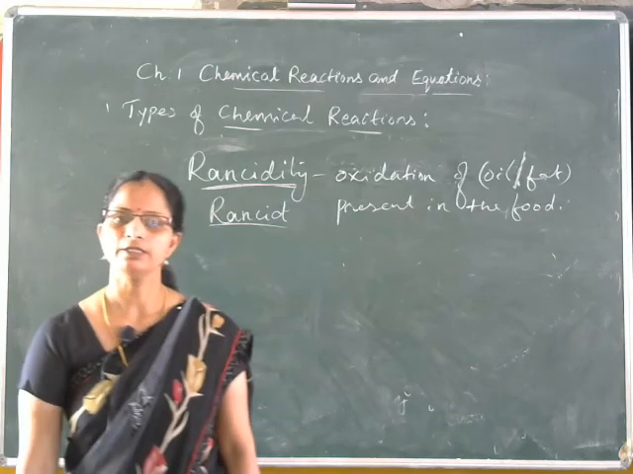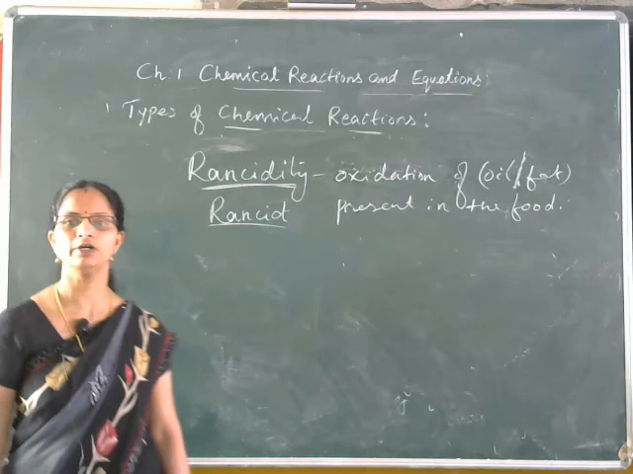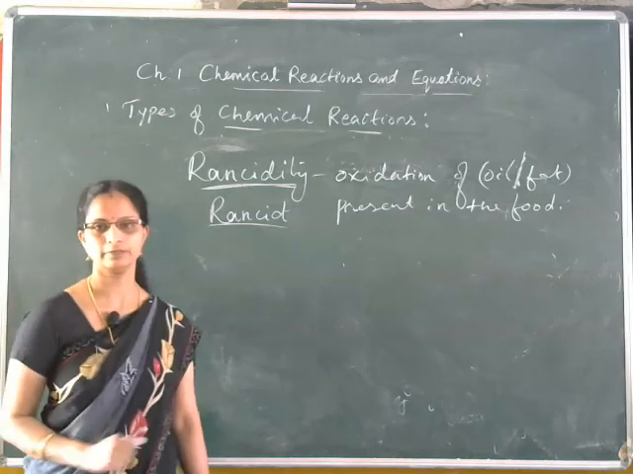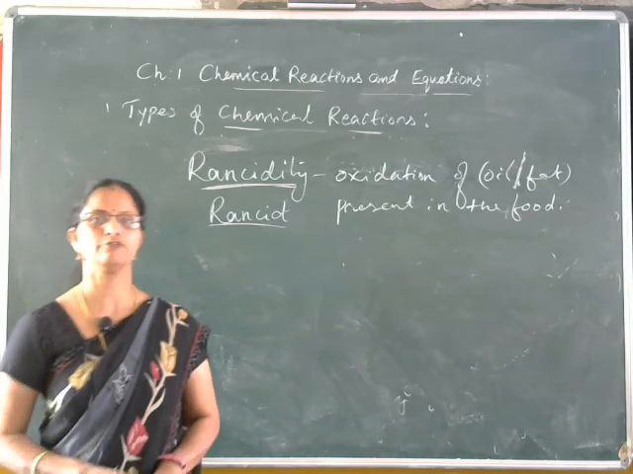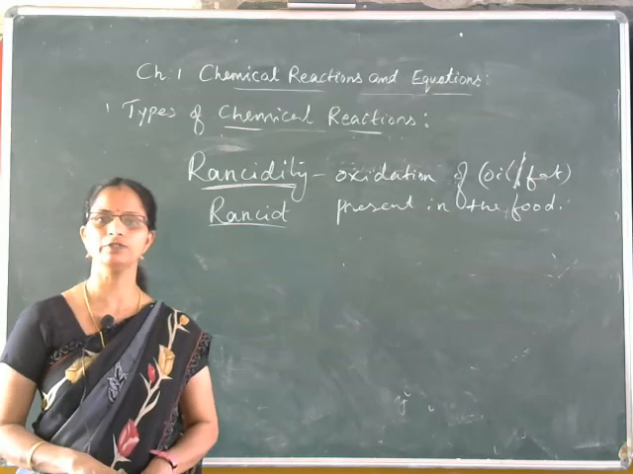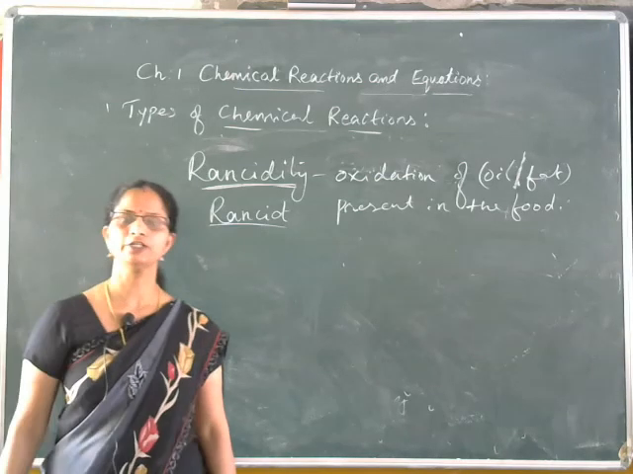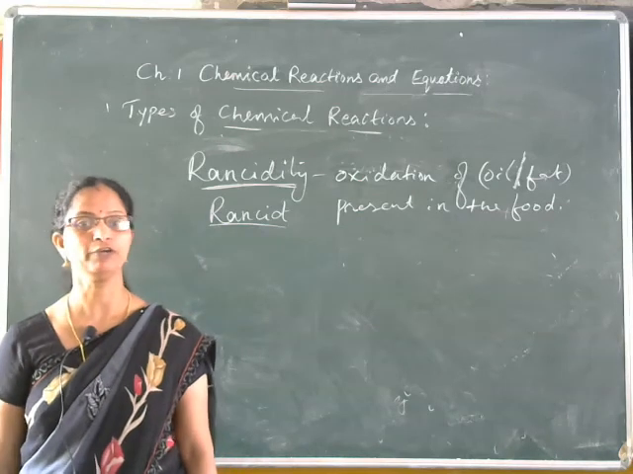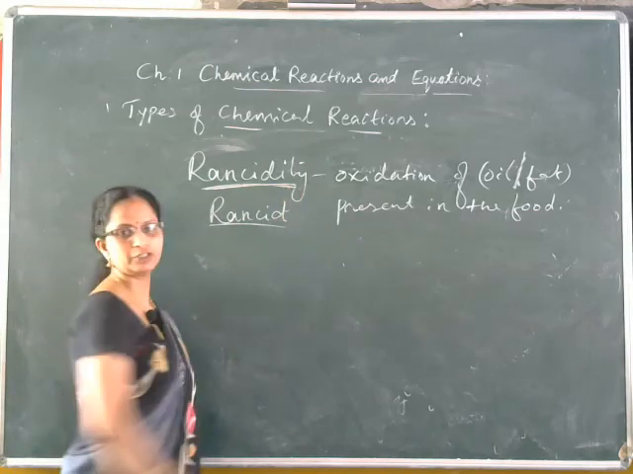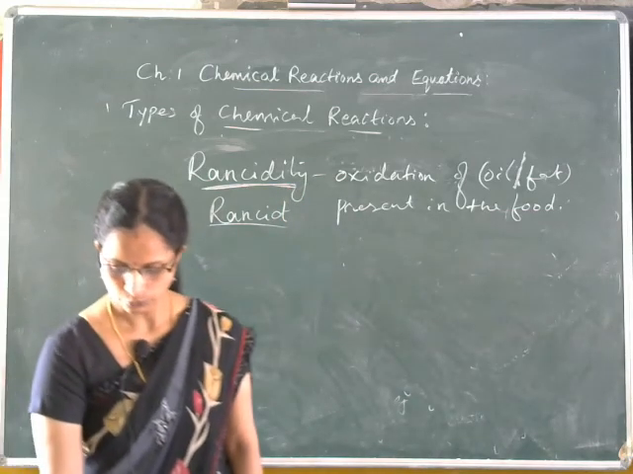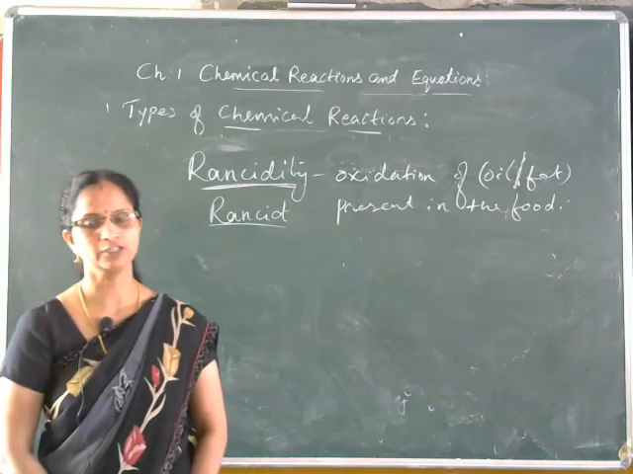We can prevent rancidity in many ways. Substances called antioxidants are commonly used to prevent rancidity. And we commonly observe that chips packets, when we purchase them, are flushed with a gas, commonly nitrogen gas, which prevents oxidation. Refrigeration is also another method. Vacuum packing is also a method by which rancidity can be prevented. So, this is about the chapter chemical reactions and equations.